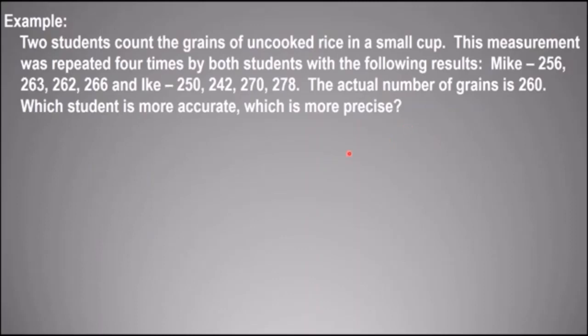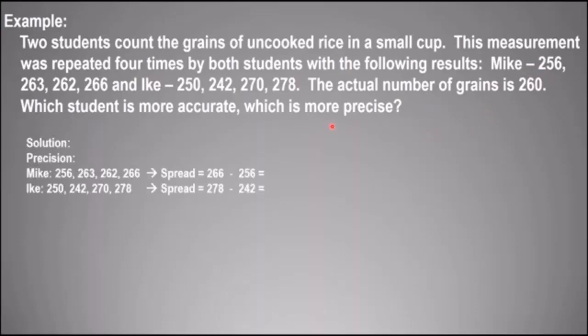And remember, in order to find precision, we have to find how close these measurements are to each other. And in order to find accuracy, we have to find the average of these results and then compare that average with the true result that we have. Okay, so let's start with which result is more precise.